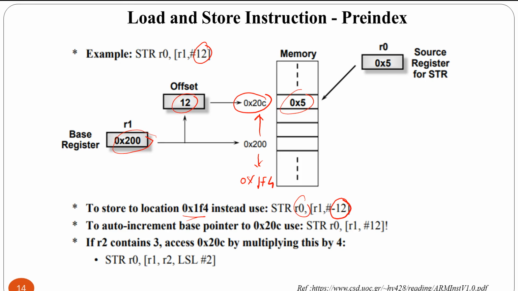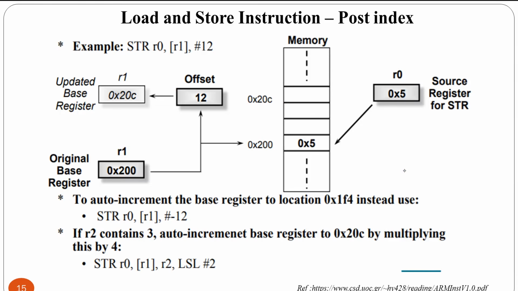Suppose you want to perform auto incrementing, then you can append this symbol which we have studied in the previous slide. Now, load store instruction post indexing. Post index means after putting data we can increment the base address. So store register R0: we have to store the content of R0 at the R1 location, and then we have to increment this R1 by 12.